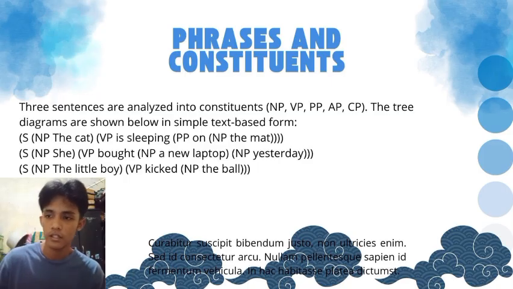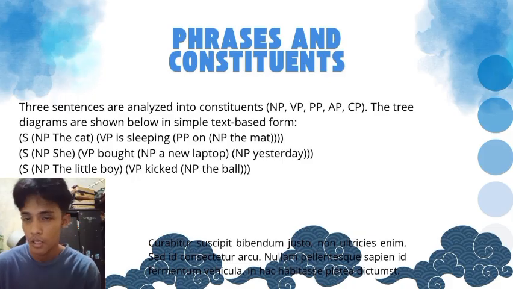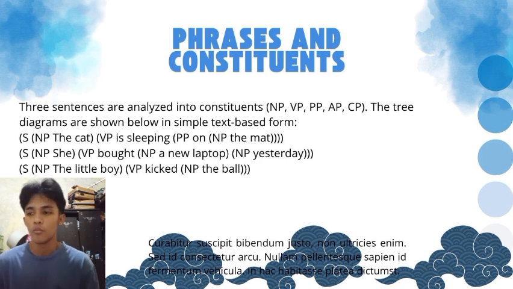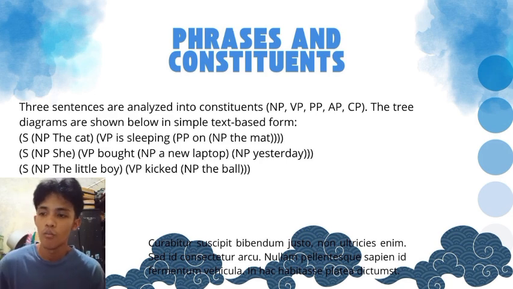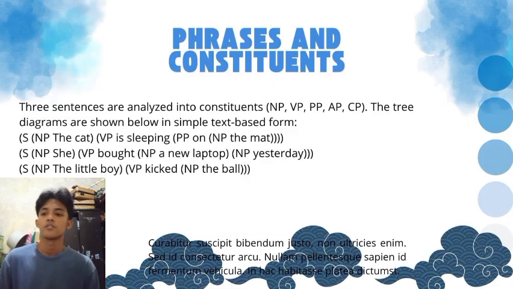So the sentence two is the little boy kicked the ball. The little boy can be replaced by he. So he kicked the ball. This shows that the little boy is a constituent. So the movement test, the ball can be moved to the front. So the ball the little boy kicked. Marked as grammatical, this indicates the ball is a constituent also.